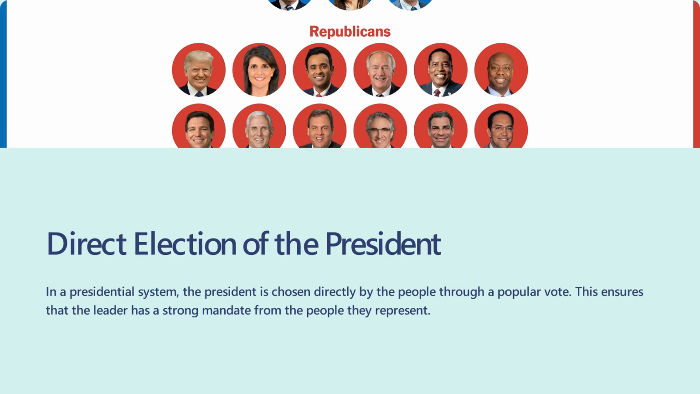So voters directly elect the president, and the president serves a fixed term, providing stability. The winner is usually determined by the majority vote, with some countries using a two-round system if no candidate achieves a majority in the first round. So the United States, France, and the Philippines follow the presidential form of government. So, direct election of the president, that was it.